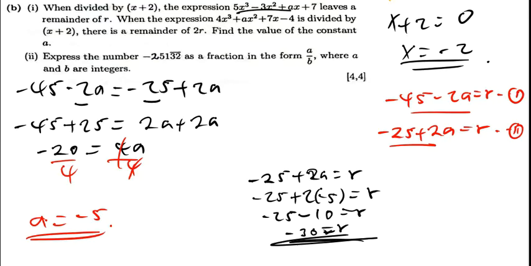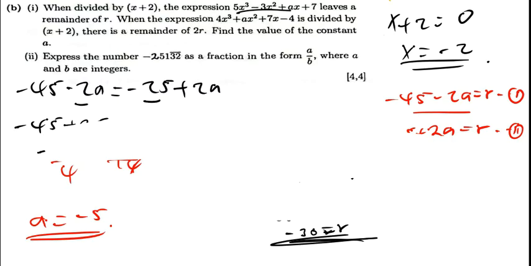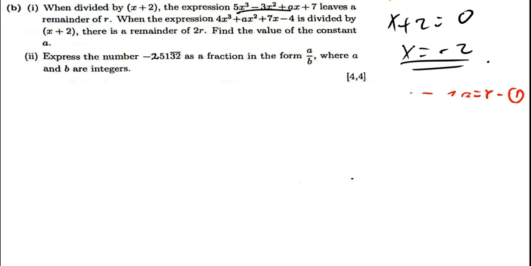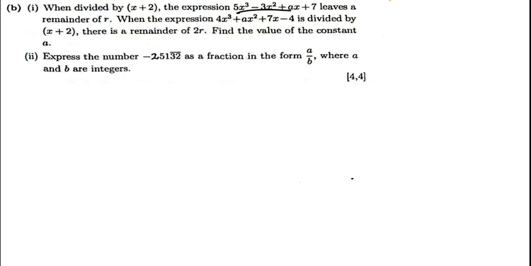So there is nothing complicated about B1. Let's try to solve also B2. So B2 is saying express the number negative 2.5132 as a fraction in form of a over b, where a and b are integers.